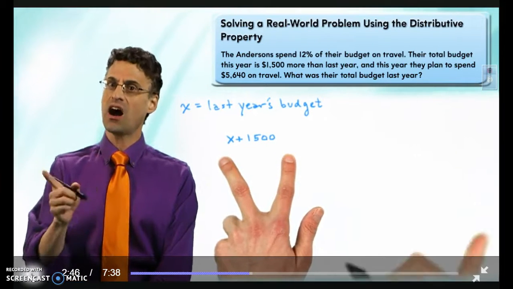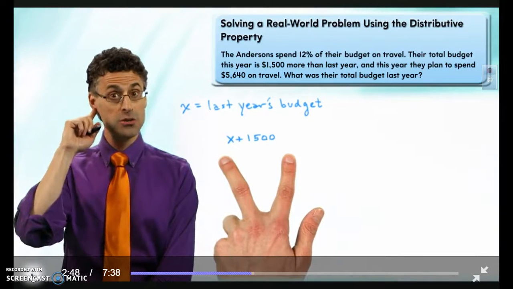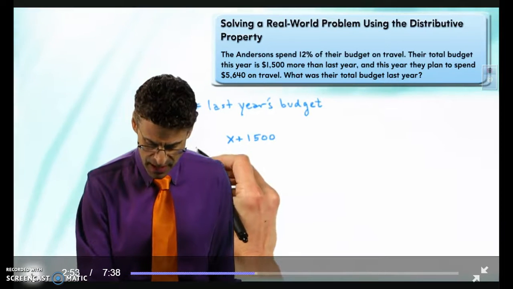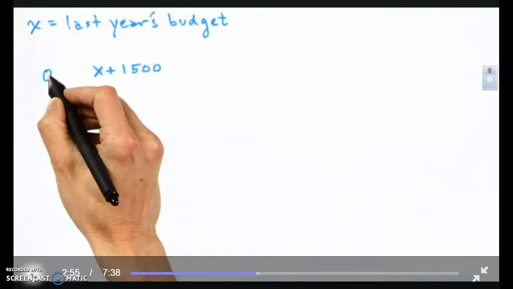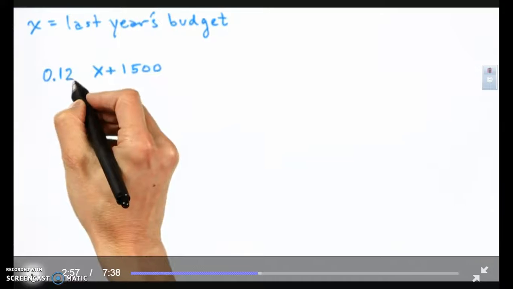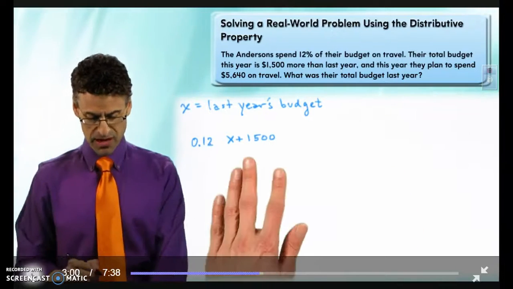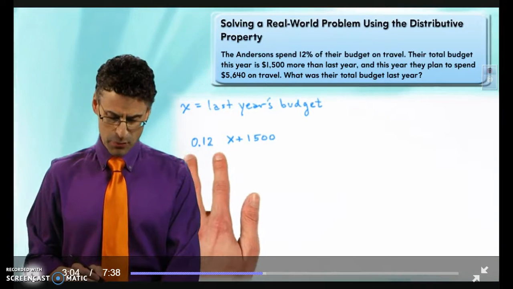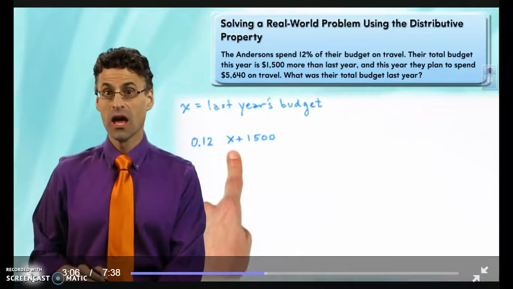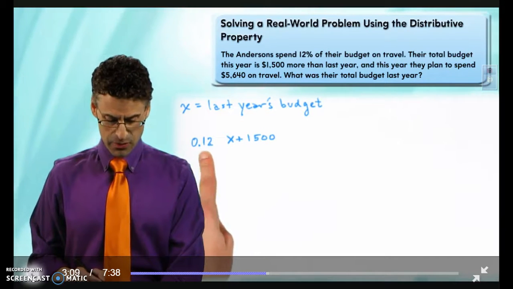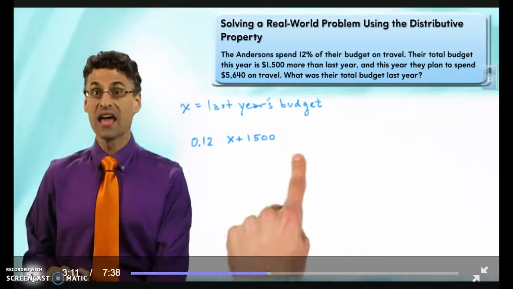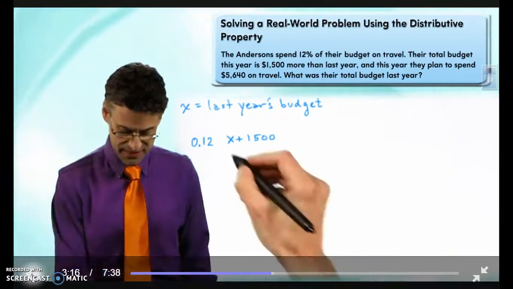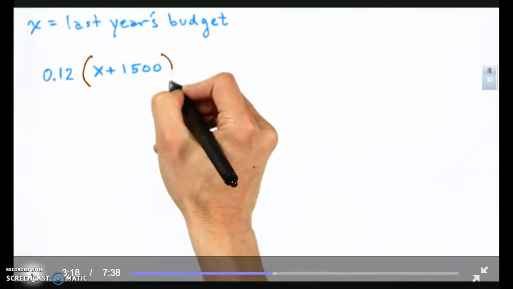Well, 12% of, that's multiplication, and 12% means I have to multiply by 0.12. So it looks like 0.12 times that. But that's not what I wrote. What I wrote was 0.12 times just X alone. I want to make sure that it's 0.12 times all of that. I've got to therefore lasso that in a set of parentheses. And that's where the distributive law is going to come into play here.